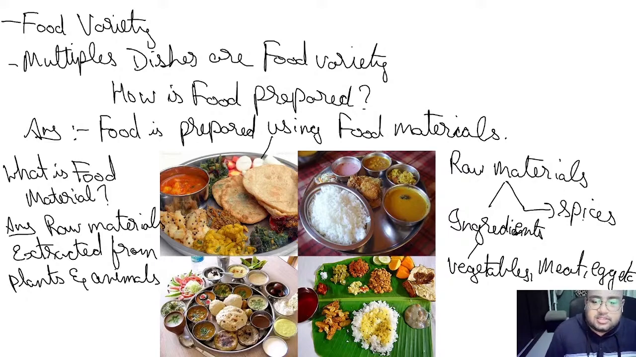Okay, spices are salt, sugar, etc. Okay, there are many examples like chili powder and all that. Okay, am I clear so far, students? Have you all understood what is food variety? Food variety, multiple dishes are known as food variety. Okay, how is food prepared? Food is prepared using food materials. Okay, what is food materials? Raw materials extracted from plants and animals are known as food materials.